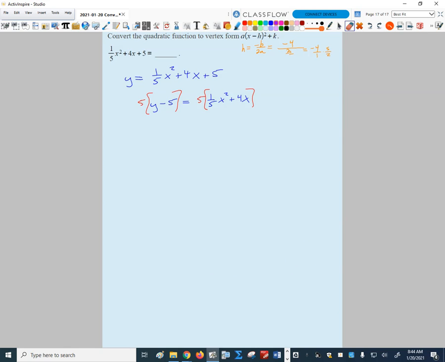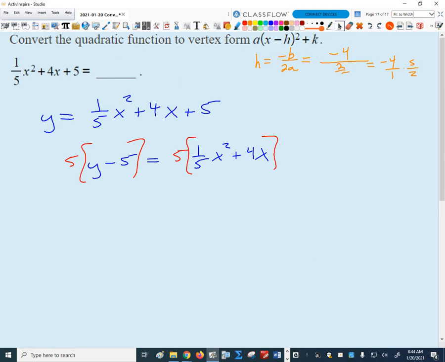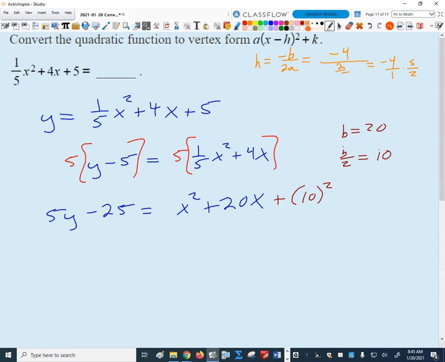All right, back to business. Okay, see if I can not be so dumb this time. So if I distribute that 5 to both sides, we end up with 5y minus 25 equals x squared plus 20x. So this is going to be a lot easier, isn't it? So then we end up with b equals 20, b over 2 equals 10. So I'm just going to add 10 squared, which is just 100, to both sides.